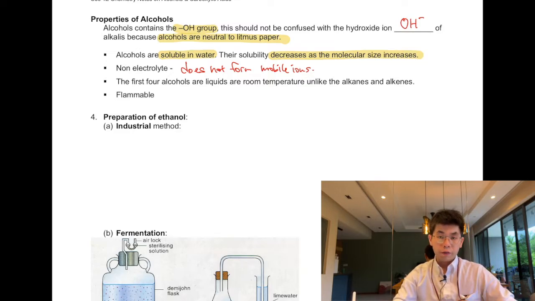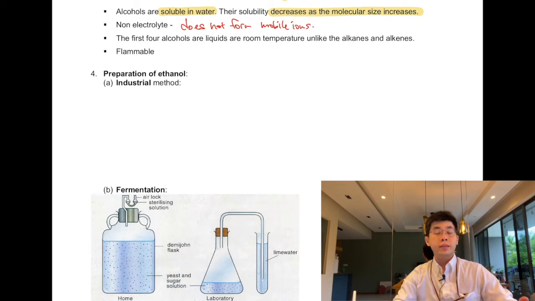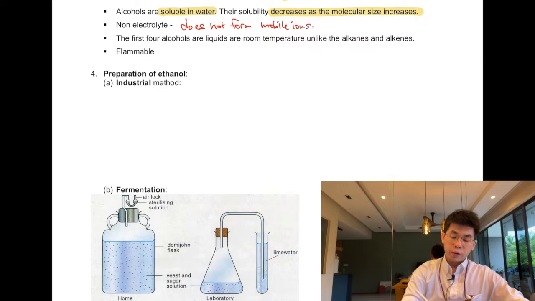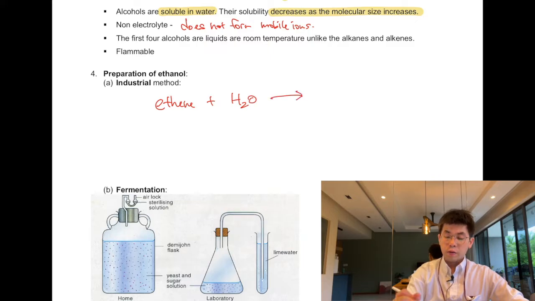So alcohols are formed in 2 methods. The first method is the one that we are very familiar with. We form it from ethene, adding steam, with your concentrated phosphoric acid, at 60 atm and 300 degrees Celsius to form your ethanol.